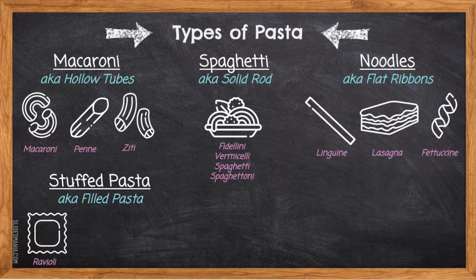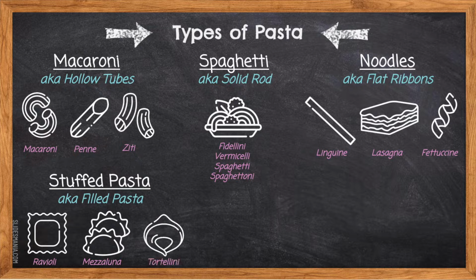Another example of stuffed pastas is the mezzaluna, which translates into half moons. They are a semicircle type of pasta that usually contains a filling made up of vegetables and ricotta cheese. And another example of a stuffed pasta is the tortellini, which is usually a small ring-shaped pasta traditionally stuffed with a combination of ground meat and cheese.